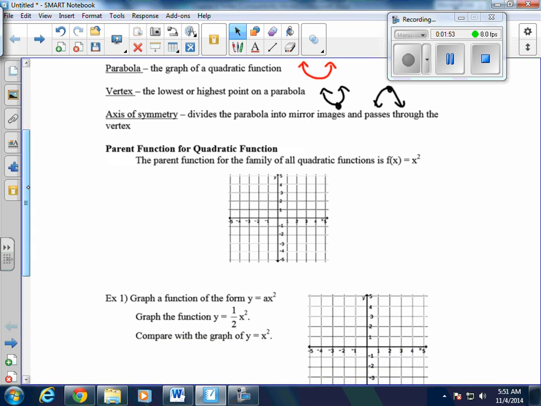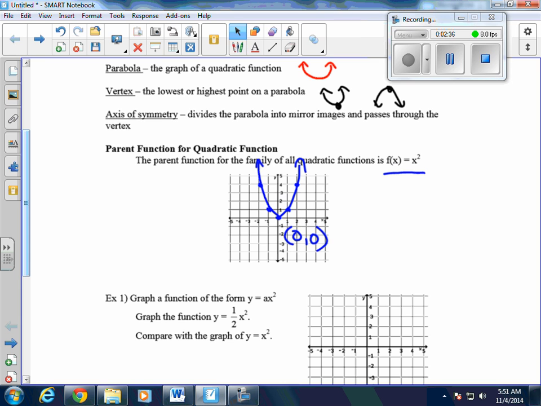Now, the parent function for all quadratic functions is simply the equation f of x equals x squared, or y equals x squared. So if we make some ordered pairs, we put in our numbers, we're going to get a parabola that looks like this. The vertex is here at 0, 0. Put in 0, you get 0. Put in 1. 1 squared is 1, you'd get 1. Put in 2, you'd get 4. If we put in 3 for the x squared, 3 squared is 9, so we'd have an ordered pair of 3, 9. It would continue on.